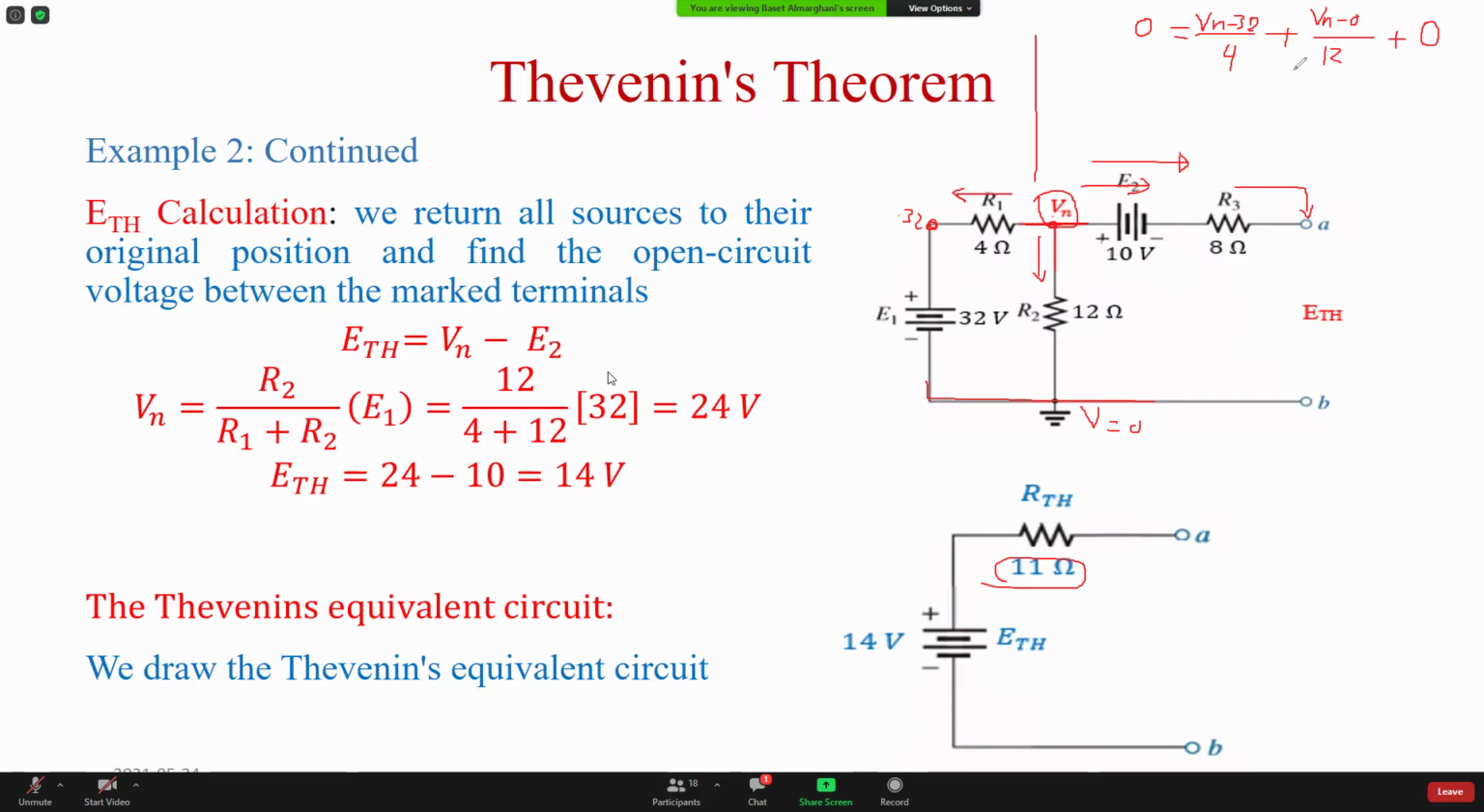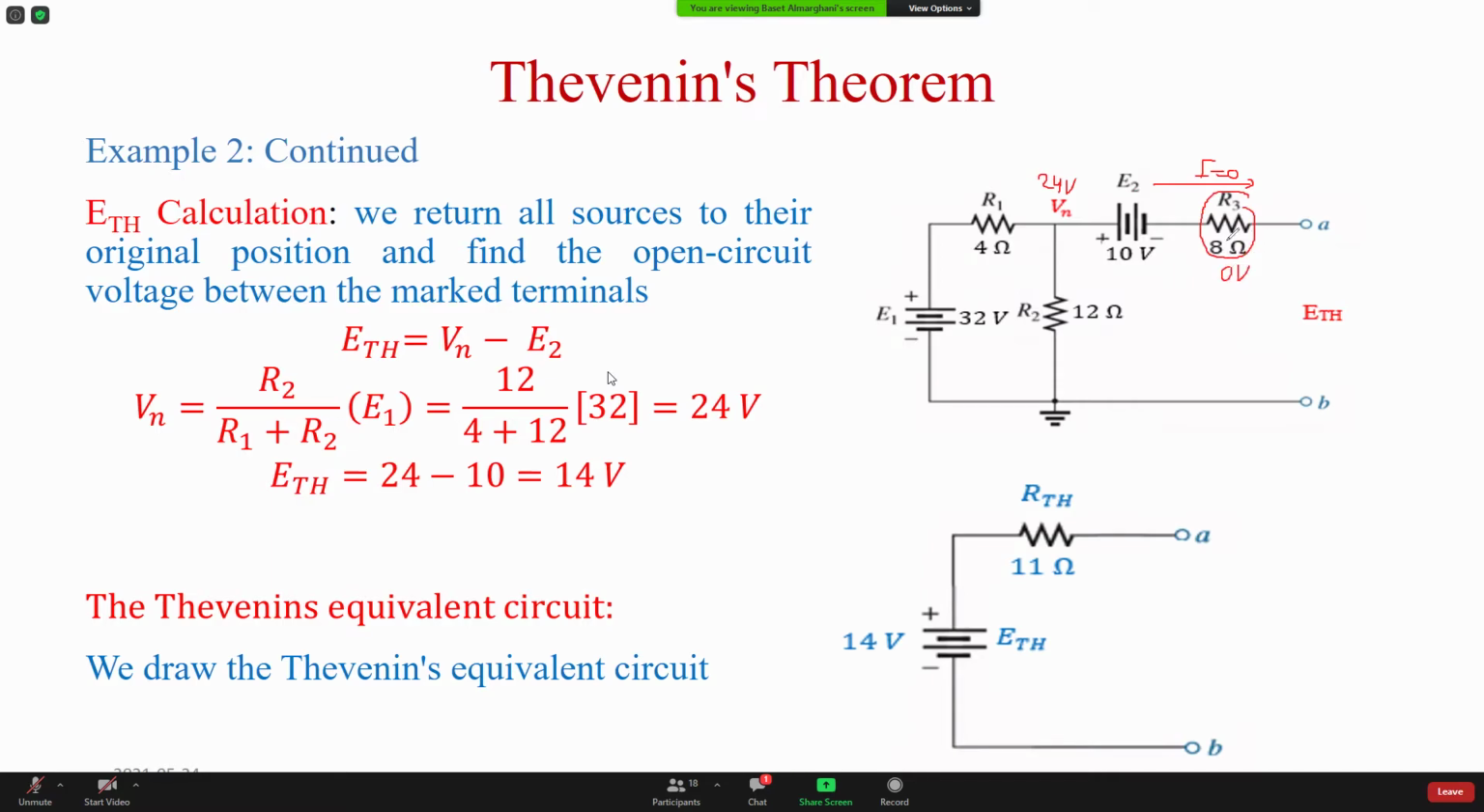So when you solve this equation, you're going to find Vn equals 24 volt. You can find it using the divider between this resistor and this resistor. Anyhow, I'm going to clear this, and the voltage here is 24 volt. Is there current going here? No, 0 current, because it's an open circuit. So what is the voltage across this one? 0. The voltage across this resistor is 0 because the current is 0.